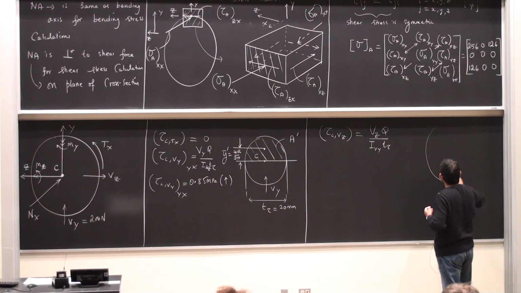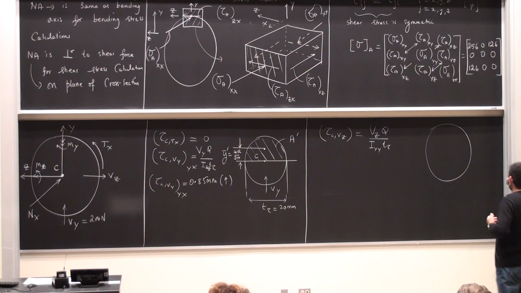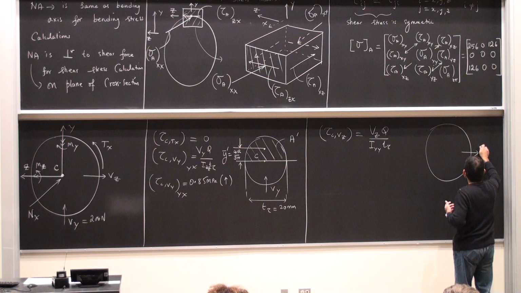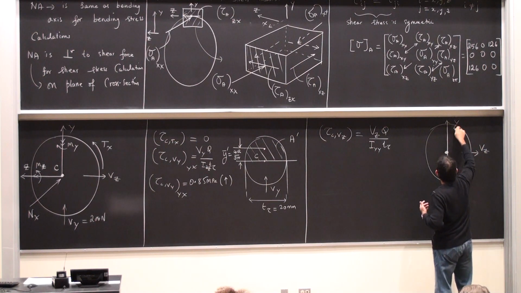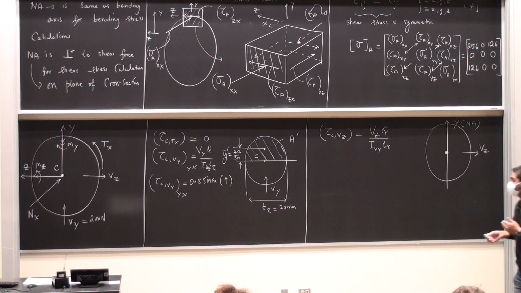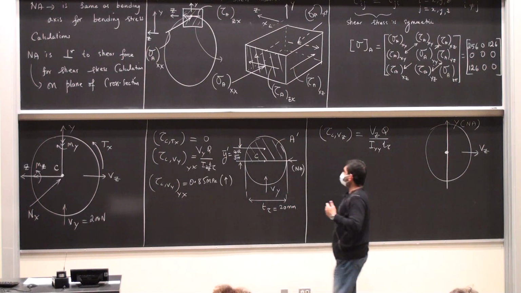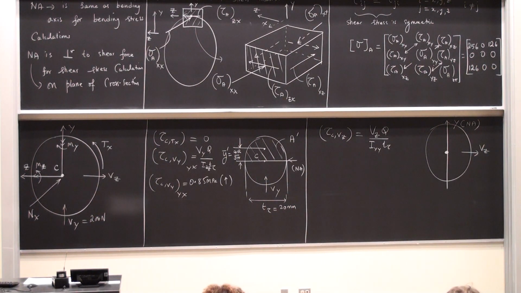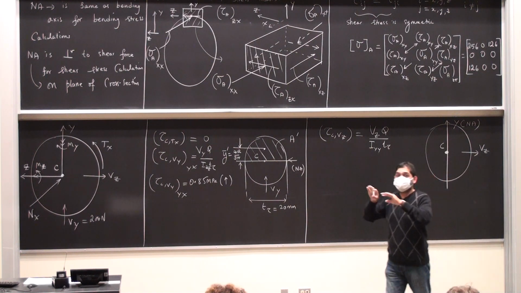Draw the cross section. Don't need to keep drawing it every time, I'm just showing it to you here. Draw the direction of the shear force, Vz. This is the neutral axis for this particular shear force. Here was the neutral axis for the shear force Vy. The point C is on the neutral axis, so it is going to see the maximum shear stress due to the shear force Vz.